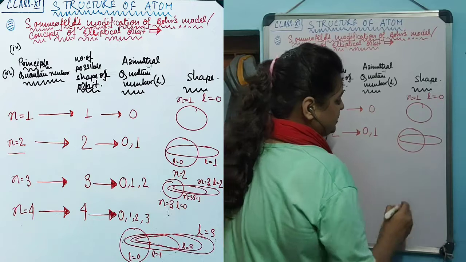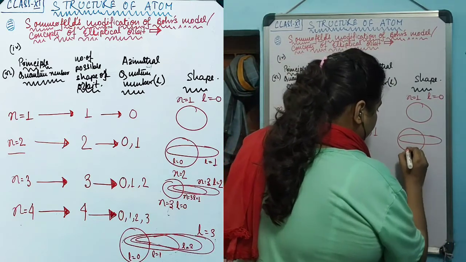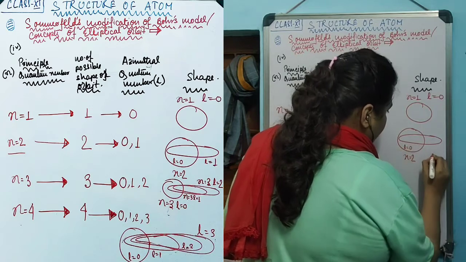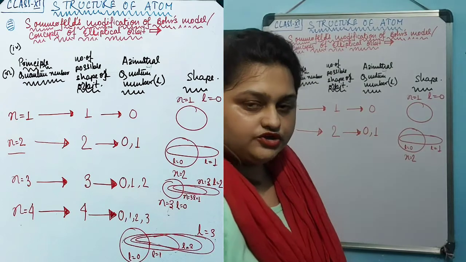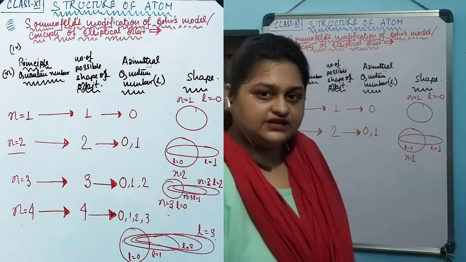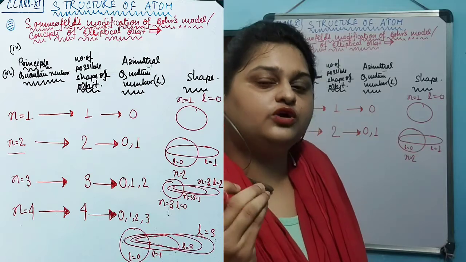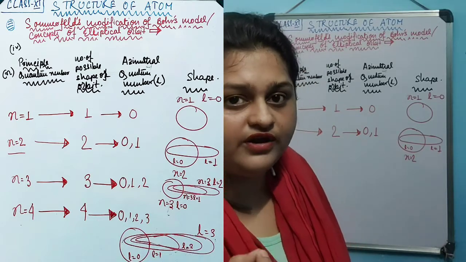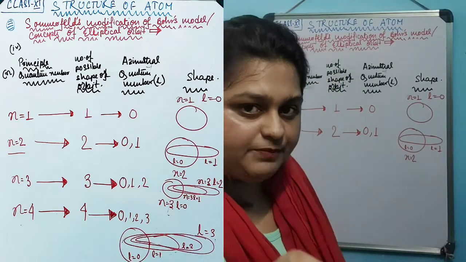In the second energy level, the principal quantum number is 2, but for the circular pathway l equals 0 and for the elliptical pathway l equals 1. So in the second energy level, there are two possible shapes through which the electron can revolve around. The first one being circular and the second one being an elliptical one.